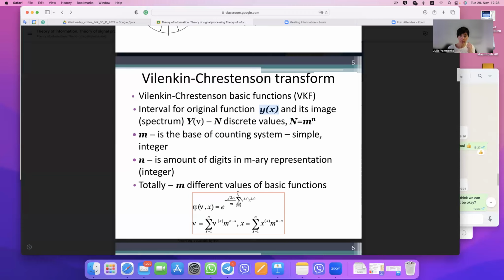Okay, and the formula, the equation for the basic function in this case will be like here. And at first look, it seems a little bit complicated because there is an exponent here and some quite complicated expression in the power of the exponent. So we have complex character. We see that there is j here, so the basic functions are definitely complex.